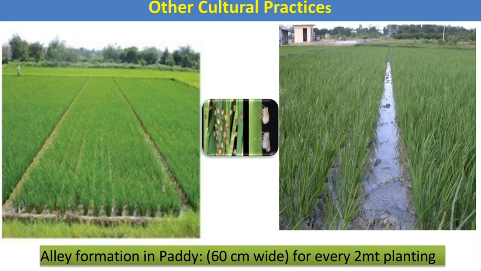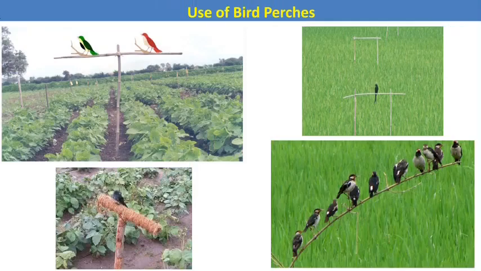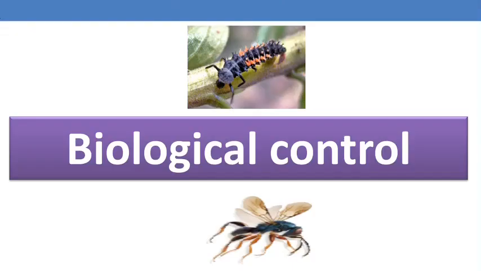Then this is alley formation in paddy. It helps to reduce the brown plant hopper population in rice. Then use of bird perches. These bird perches are specially used against the different caterpillars present in our fields. With the help of these bird perches, the birds stand on them and pick up the caterpillars present in the fields.